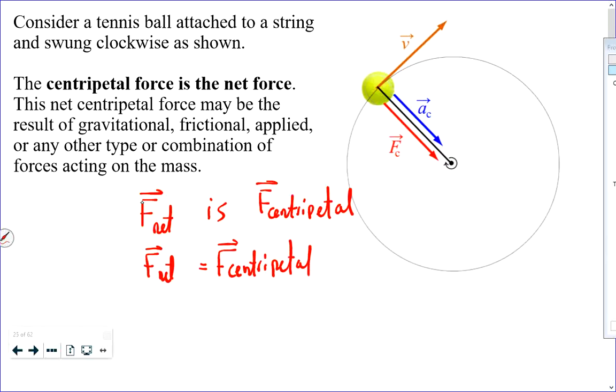I literally mean it's the same force. It's not two forces that happen to be equal. And that means, everybody, when you're dealing with circular motion, any place you see F net in a formula, you can write F centripetal. Any place you build a formula and you have F centripetal written down, you can calculate it by using MA because it's the net force.